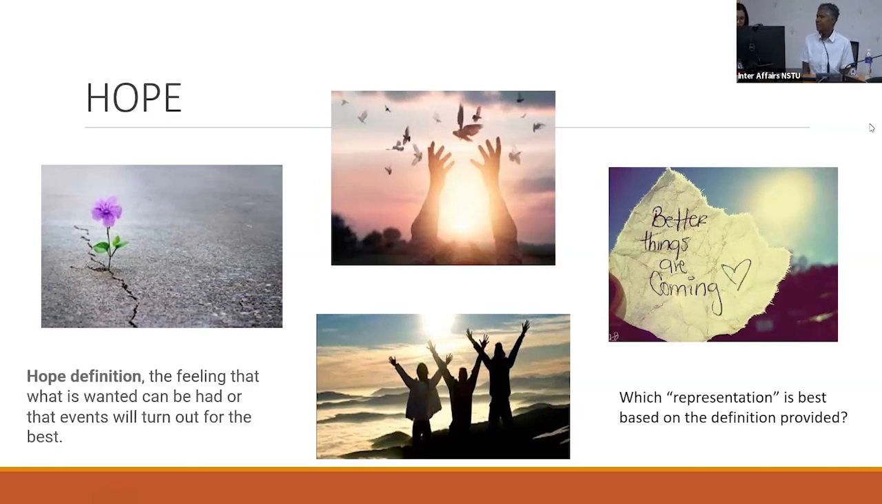All right. Let's see. How to pronounce this one? Can I have you come off mute and tell me which of these pictures is the best representation of hope for you personally?